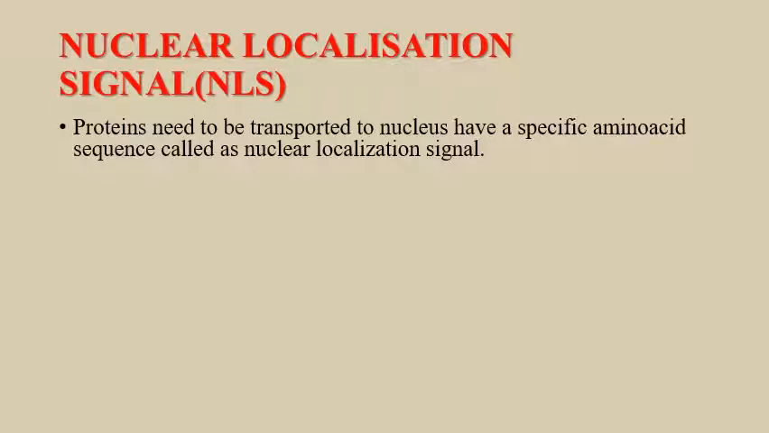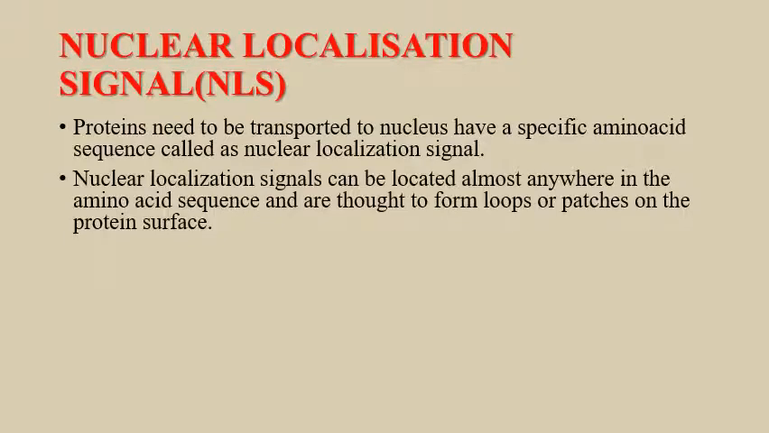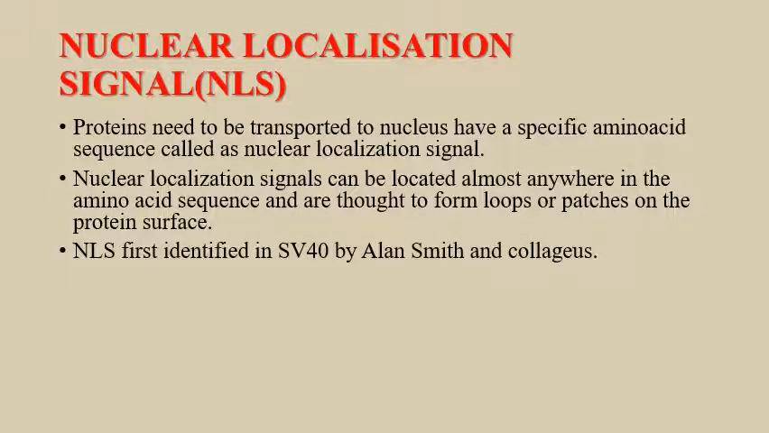Next one is the nuclear localization signal. We have to transport proteins, right? The proteins that need to be transported to the nucleus have a specific amino acid sequence, known as the nuclear localization signal. It can be located anywhere in the amino acid sequence, and forms loops or patches on the protein surface. It was first identified by Alan Smith and colleagues in SV40.